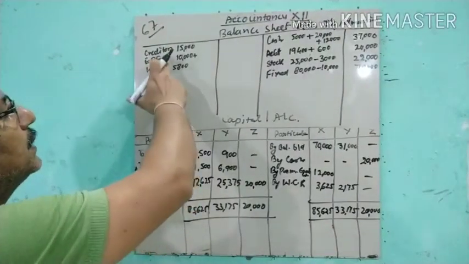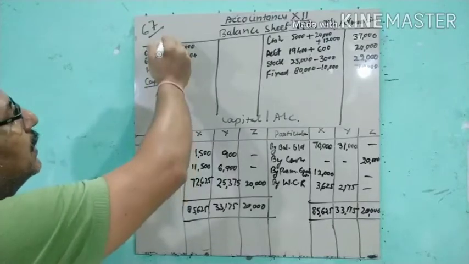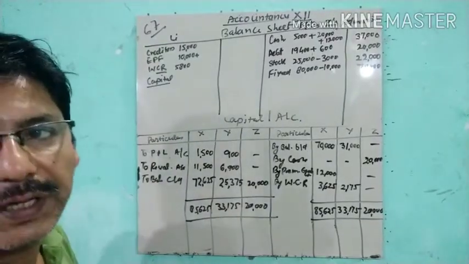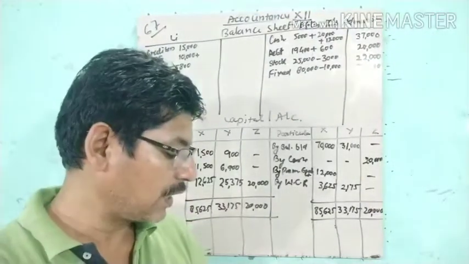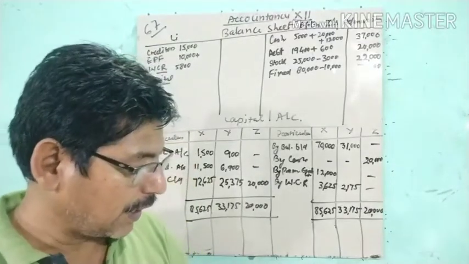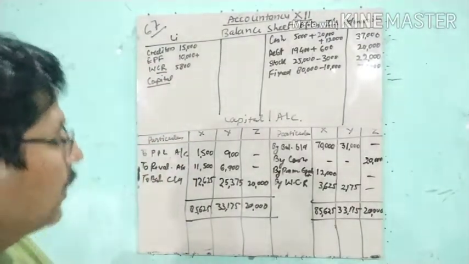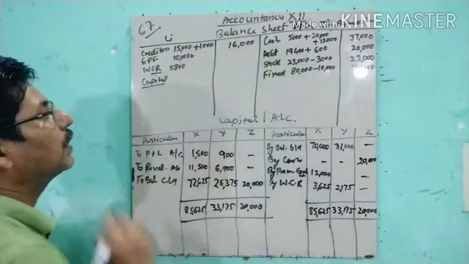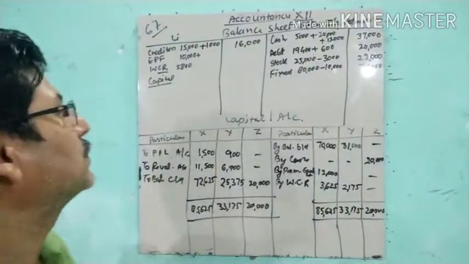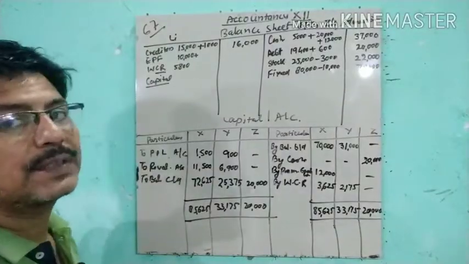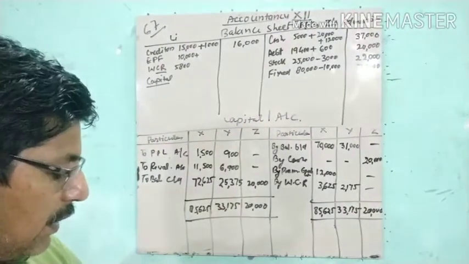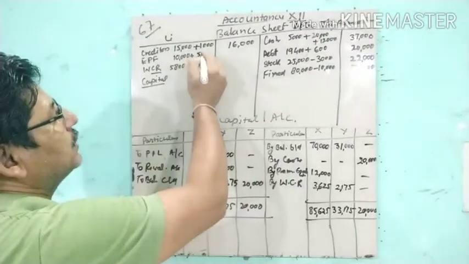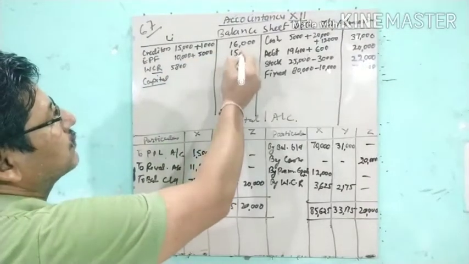Now it says creditors side. This is the liability side, and this is the asset side. So creditors, it says that 15,000 were there in the old balance sheet, and it says 1,000 rupees creditors are to be paid more, means it has been increased by 1,000 rupees. So now the creditors are 16,000, and EPF was 10,000 and it has been increased by 5,000, it says. So employees provident fund liability is to be increased by 5,000. So now it is 15,000 rupees.